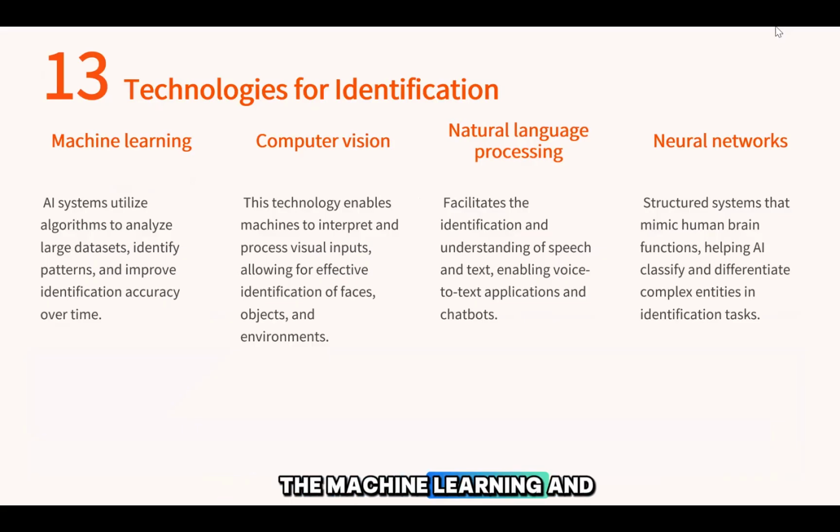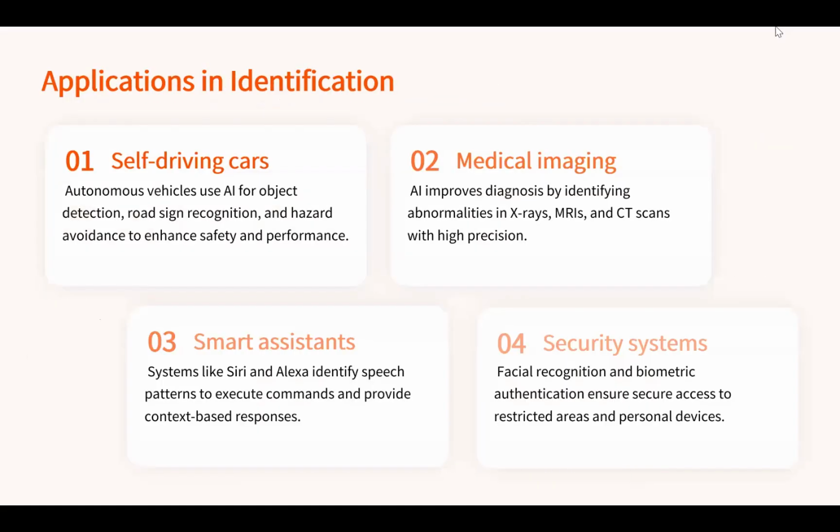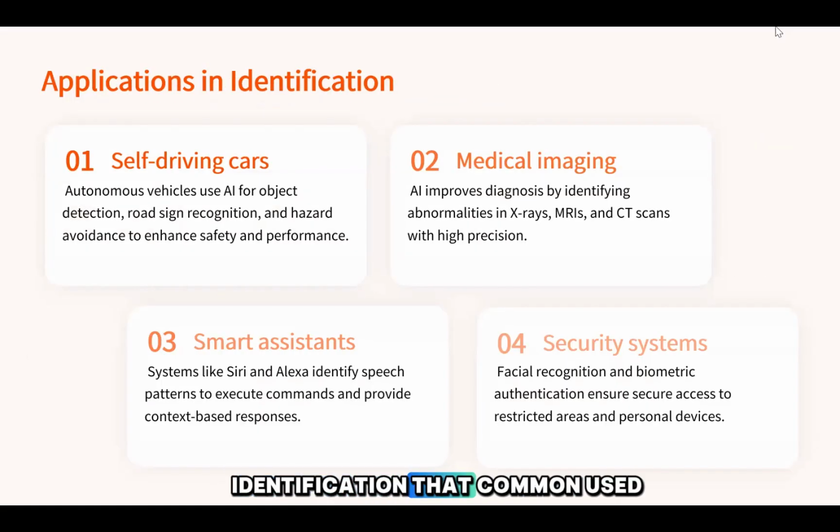When we talk about machine learning and AI, we have computer vision, which allows for effective identification of faces, objects, and environments, and natural language processing, which facilitates the identification and understanding of speech and text. And neural networks, such as human brain function, help AI classify and differentiate complex entities in identification tasks. The common applications in identification are self-driving cars, medical imaging in hospitals such as X-rays, MRIs, and CT scans, smart assistants like Siri and Alexa on iPhone, and security systems like facial recognition and biometric authentication in our phones.